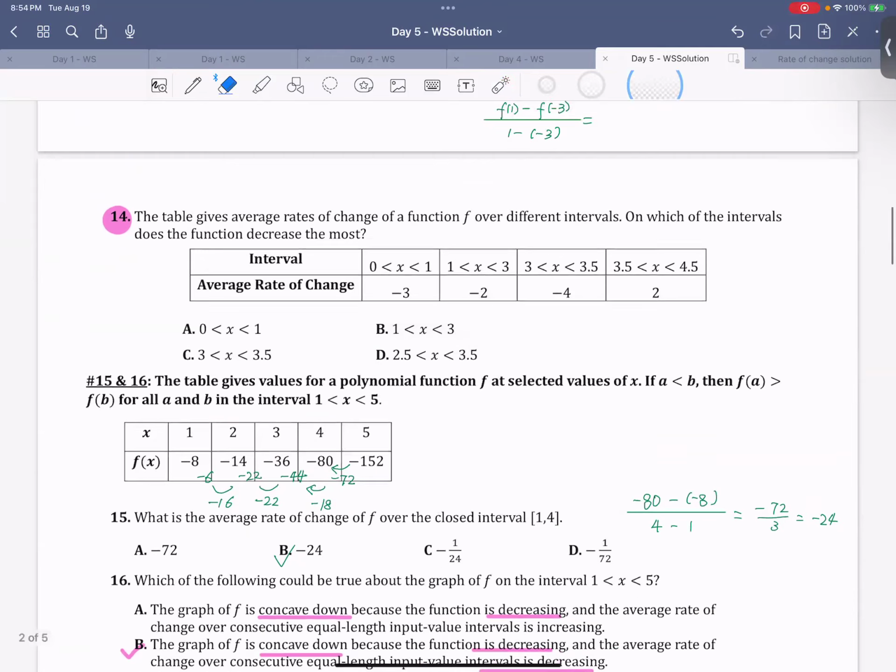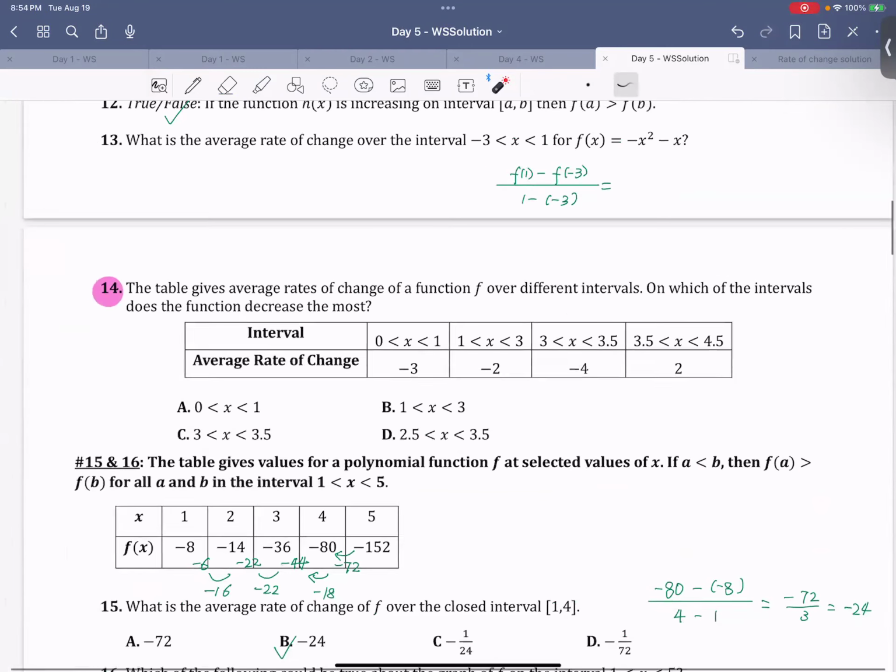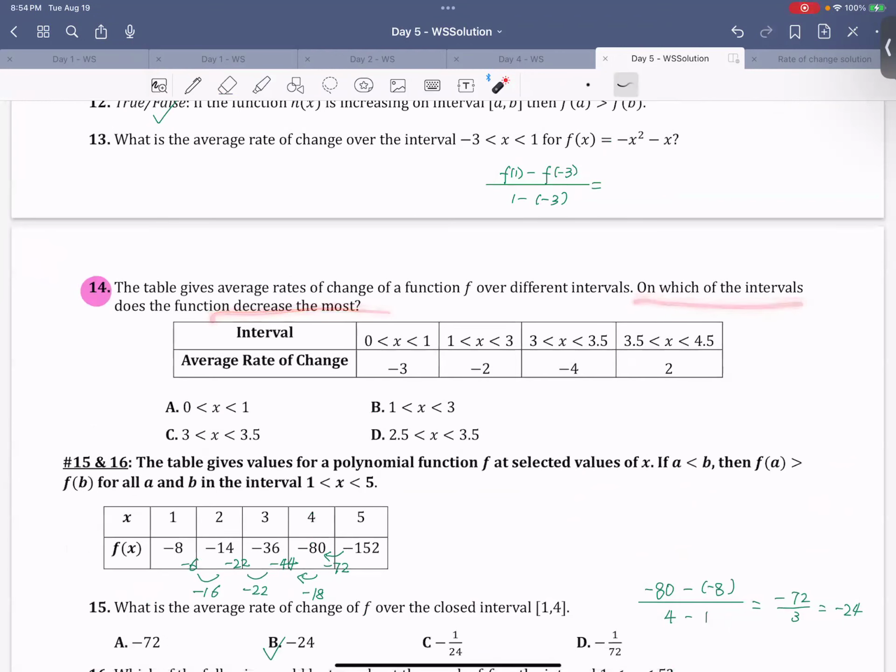14. Look at this. They give you this table, and they ask you on which interval does this decrease the most? Right. They give you this. That is the interval. That's the rate of change. They ask you which interval decreases the most.